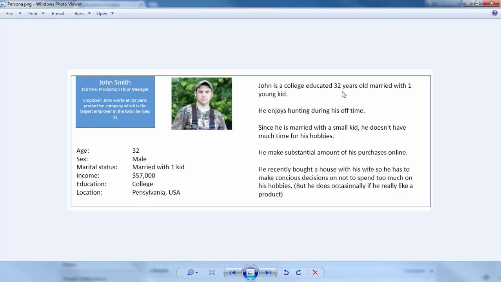And then some of the key points: this guy has one kid, he's married, college educated, and he loves hunting, but during his off time, so he doesn't do that full time, obviously. So maybe the gear that he likes to use for hunting may not be as professional as people who are doing it full time. And then he is married with a small kid. He doesn't have enough time for his hobbies. He makes a substantial amount of purchases online. He recently bought a house, so he cannot spend too much money on his hobbies. But if he sees something that he likes, he will spend money on it.